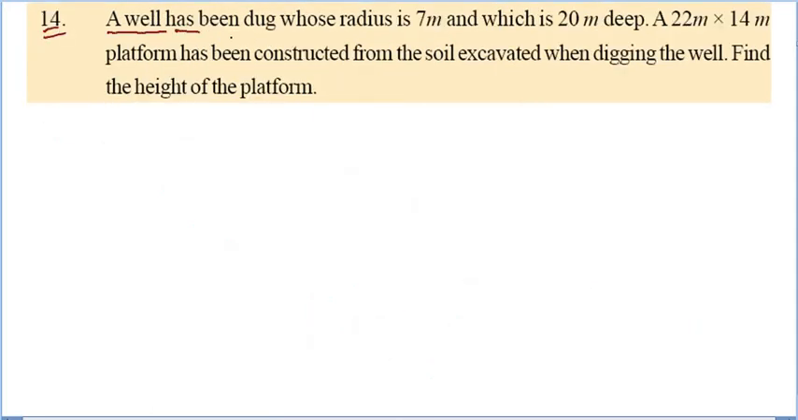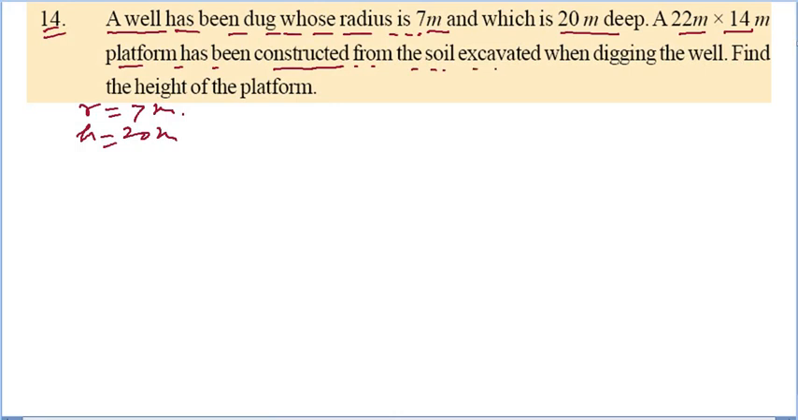A well has been dug whose radius is 7 meter, and which is 20 meter deep. So the height is given as 20 meter. A platform of 22 meter by 14 meter has been constructed from the soil excavated when digging the well. Find the height of the platform.